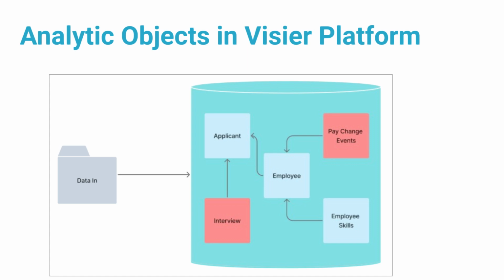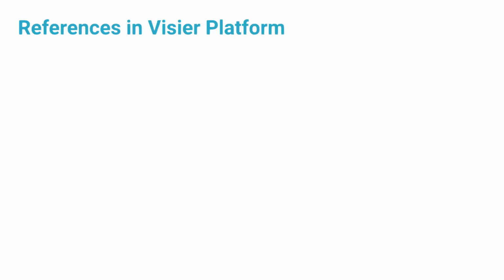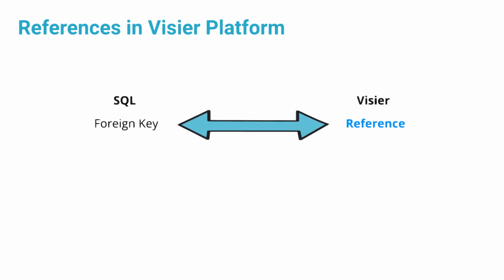Since relationships between analytic objects are essential in any analysis platform, let's explore how we define them in the Visier platform. References in Visier are like foreign keys in SQL. A reference is a link, or a relationship, between two analytic objects. The relationship is directed from a source object to a target subject. As the target is always a subject, they are also sometimes called subject references.